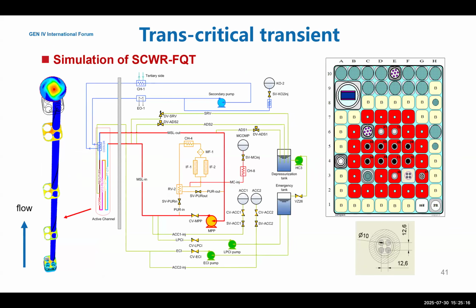And by the modified code, we perform the transient analysis for the SCWR FQT. This is a European project. It's called the SCWR fuel qualification test, and one fuel rod bundle will be installed in the test reactor in the Czech Republic, the CVR. Then we have to perform the transient analysis of the test loop, and it is a full rod bundle.